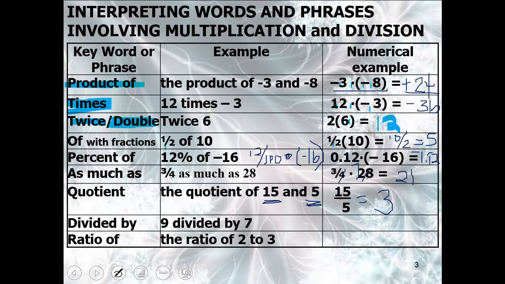All right, welcome back. 9 divided by 7 is just 9 over 7. 9 has factors of 3 and 3, which neither one of them go into 7, so that is as simple as it gets. The ratio of 2 to 3 is just 2 over 3. Same order, numerator first, denominator second. And that is simplified.